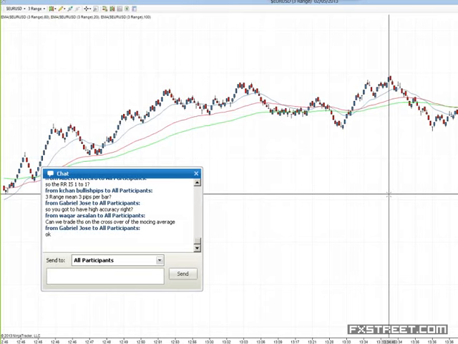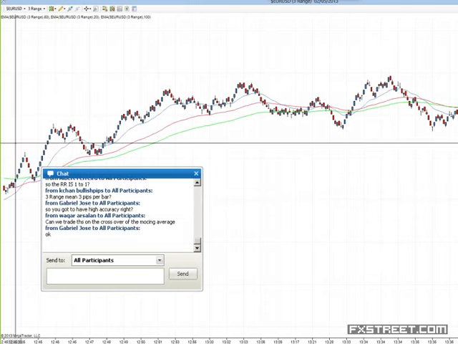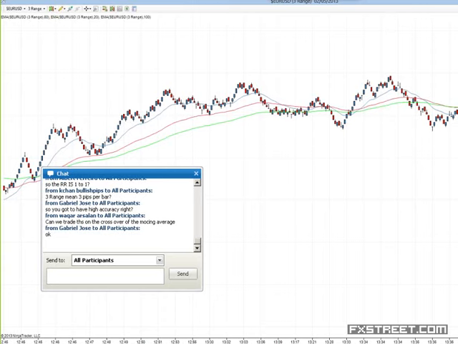Can you trade it on the cross of the moving average? I haven't tried that. Maybe. So should we recap the rules again, and then we can open it up for complete questions? Yeah?